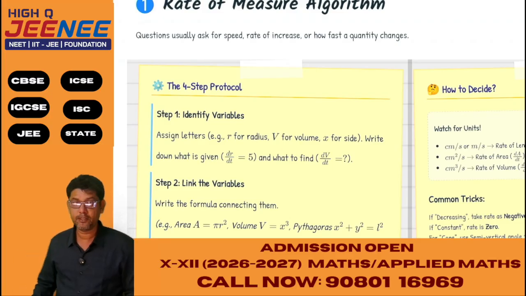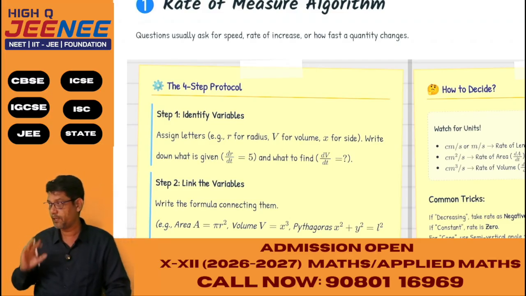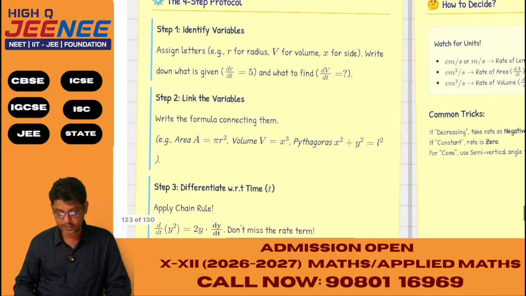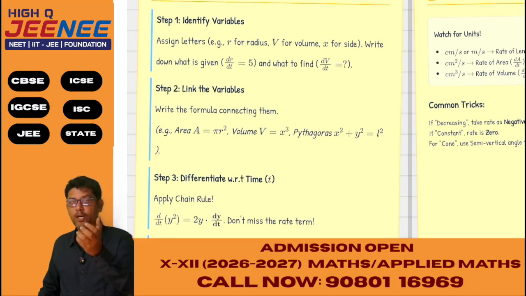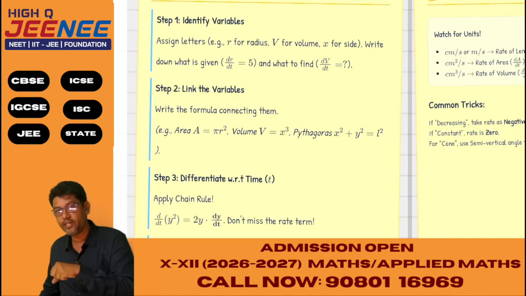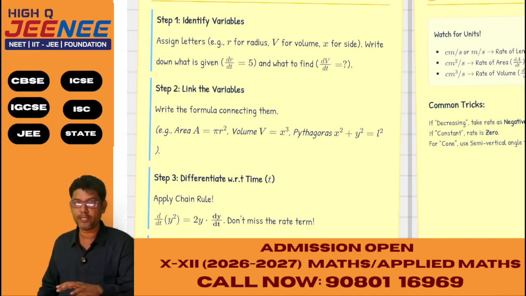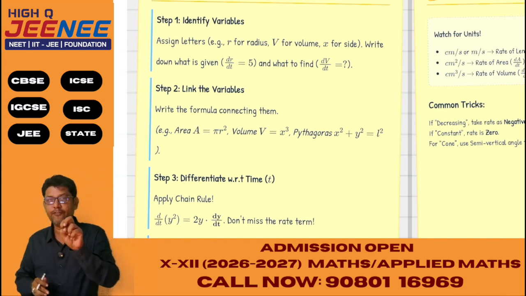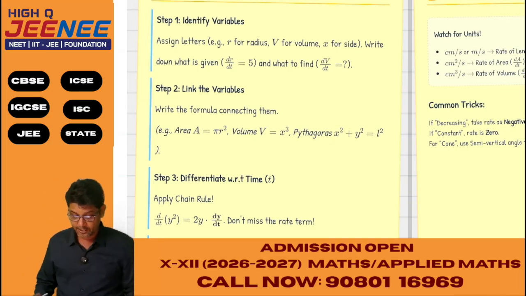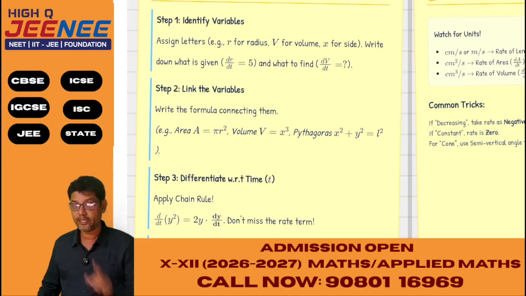Rate measure algorithm. The meaning of rate measure algorithm is what are the steps to be followed, the protocol. First, what we have to do, a 4-step protocol. Step 1, identify variables. For example, a volume of cone is given. Are we going to differentiate with respect to h, or with respect to t? That we need to identify properly. So identify the variable. What is the given information? Read everything very carefully and decide. For example, r for radius, V for volume, x is the side of the cube or anything. Write down what is given. This is another important step.